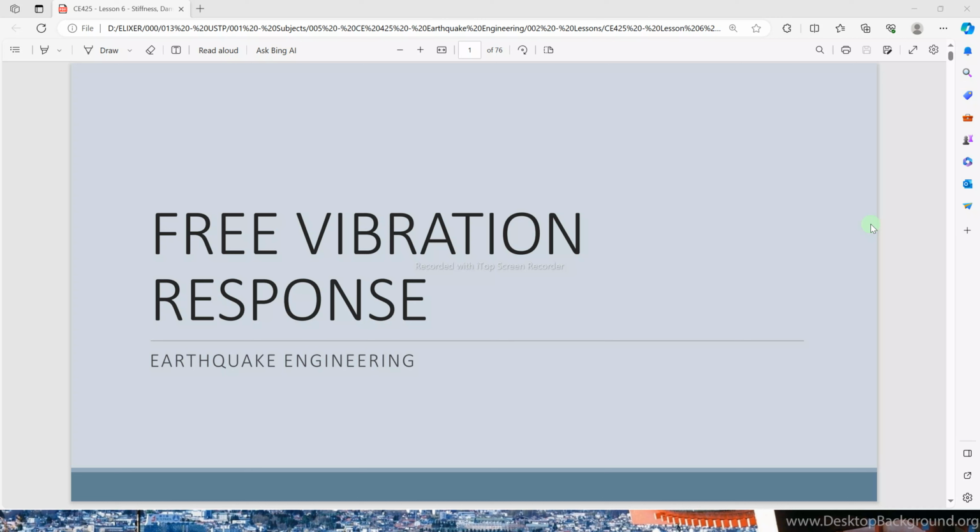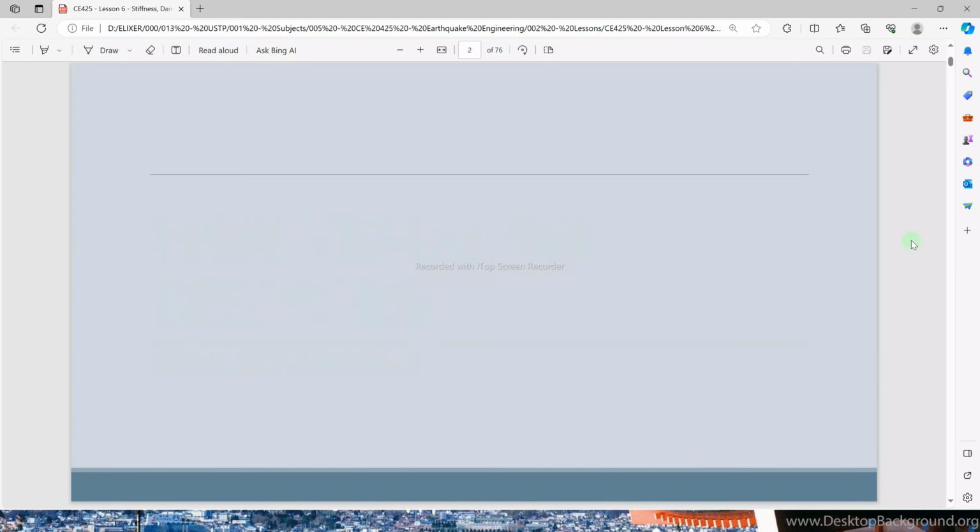Now in damping we have three types: the underdamped, the critically damped, and the overdamped. So this time we'll have our example on free vibration response. This is just a very simple example so that we can better understand the concept of free vibration response.